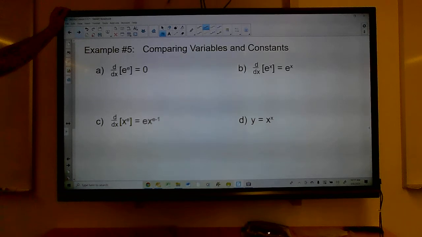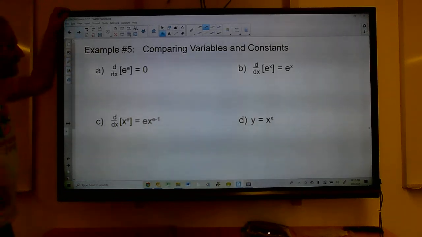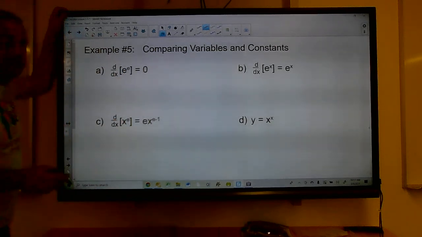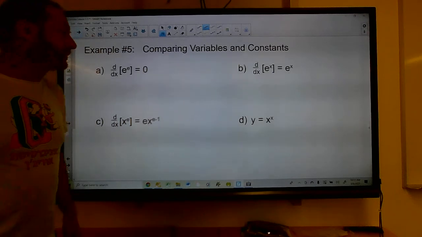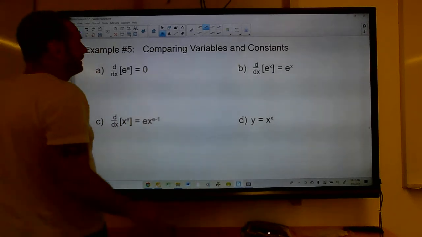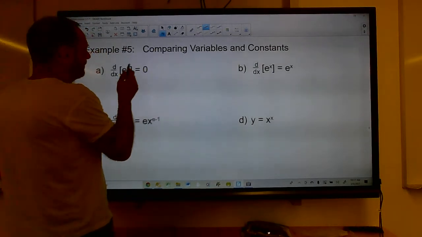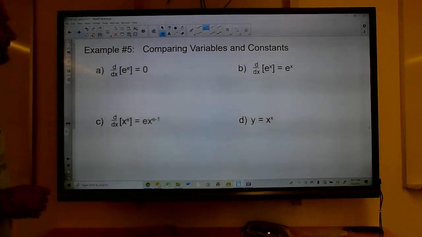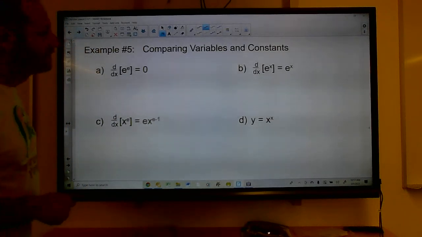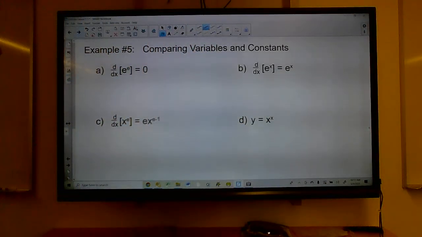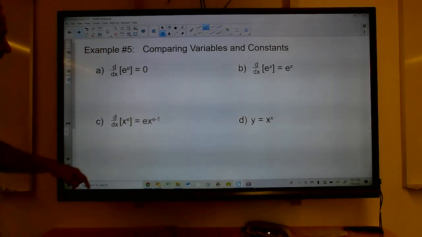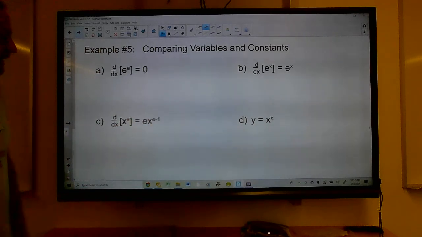Comparing variables and constants. The derivative of e to the e is 0. If you think about this, why does that work? Well, e to the e is just a constant. So this would be like asking, what's the derivative of 3? It's 0. The slope of the line 3 is 0. It's a horizontal line. Well, this is a horizontal line as well, so the slope is 0, so the derivative is 0. We did this last time. The derivative of e to the x is e to the x. The derivative of x to the e is e times x to the e minus 1 power.